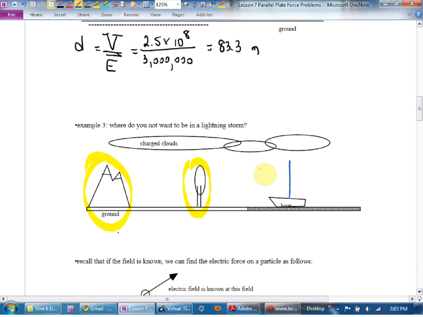And ships also, especially the old sailing ships, would have something called St. Elmo's fire, which was actually a static effect because the masts were wood. Lightning, but very, very small amounts would be jumping as well. So, a little bit about lightning there.